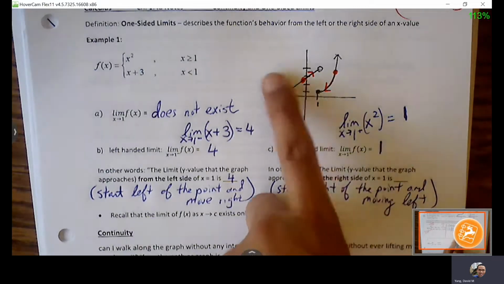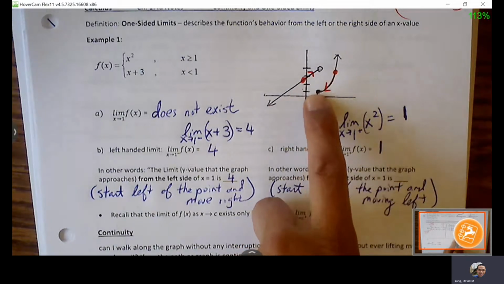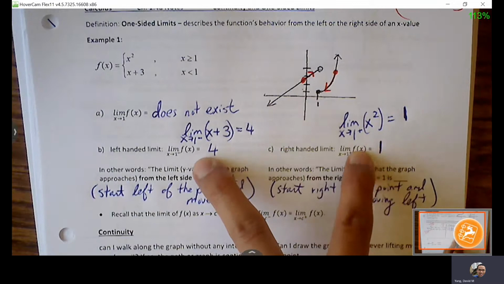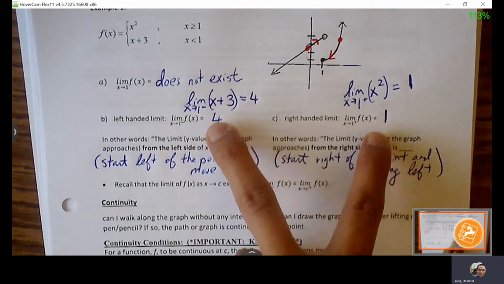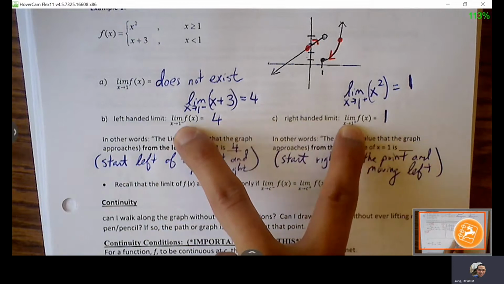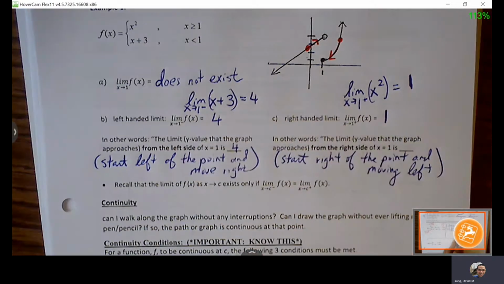So before, we would say the limit doesn't exist because the approach is not consistent. Now we have a more formal and concrete way of describing why a limit doesn't exist, because the one-sided limits are not in agreement: one's going to 4, the other's going to 1. So that's really the big purpose of one-sided limits.